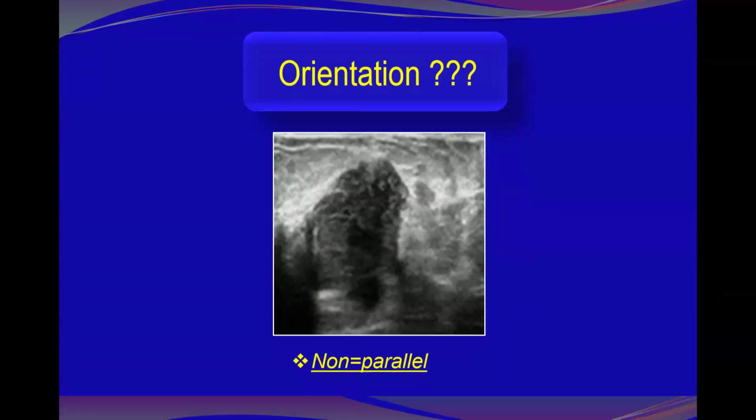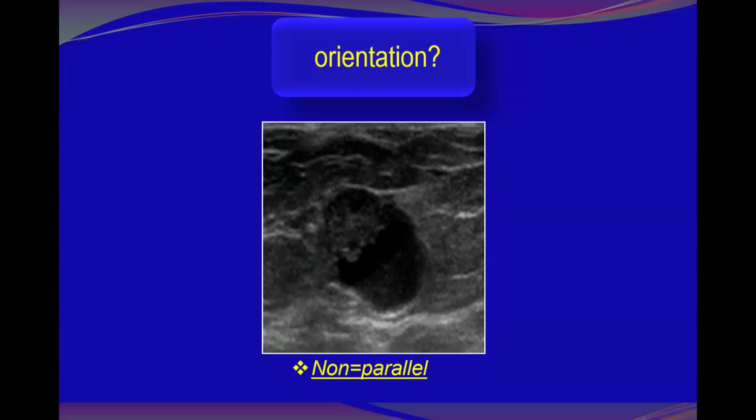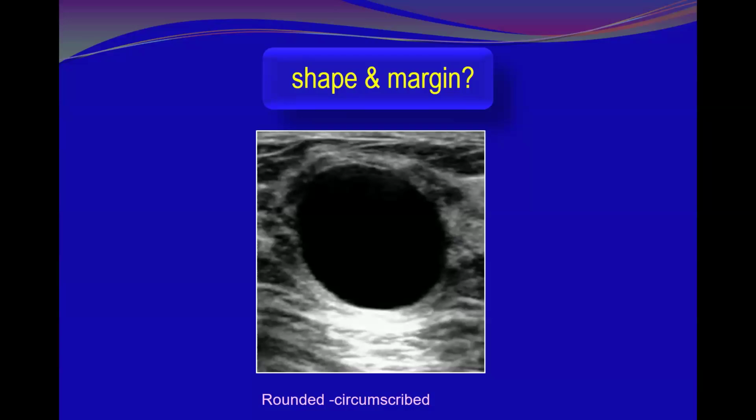The orientation? Shape? Irregular. Excellent. What do you expect for the echo pattern? Heterogeneous. Excellent, heterogeneous. From which terminal duct do you expect it might arise? Posterior. Excellent. Well done. Orientation? Not parallel. Excellent. Not parallel.